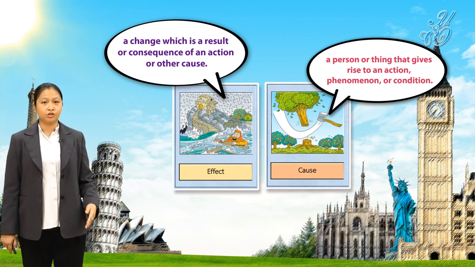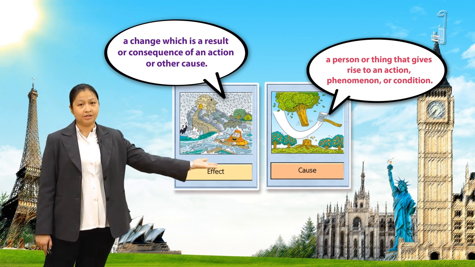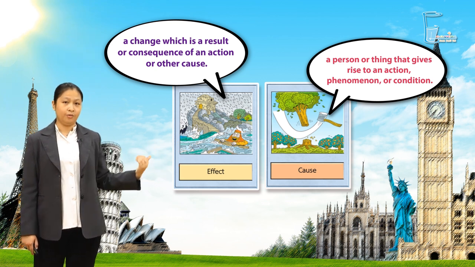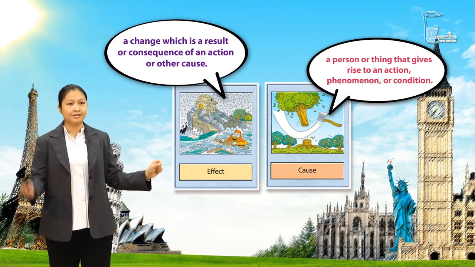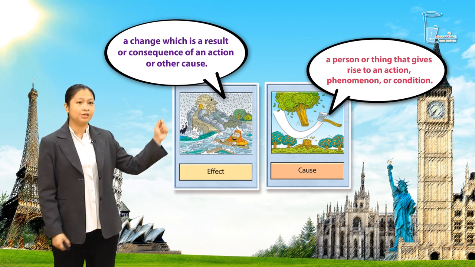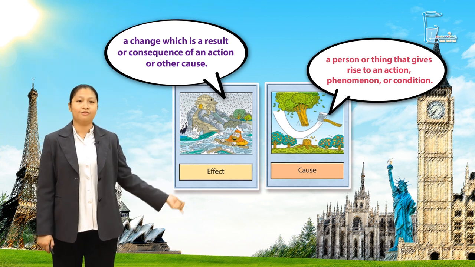If we look at the picture for cause and the picture for effect, we can understand what is cause and what is effect. Cause is cutting down trees. What is the effect of cutting down trees? There is flood. So, cause and effect.